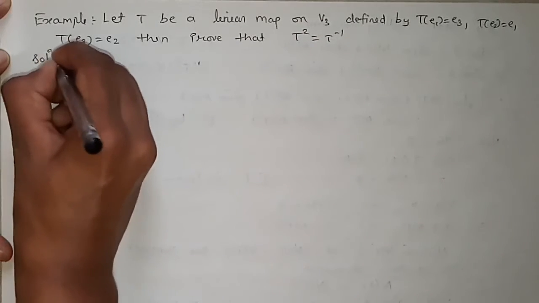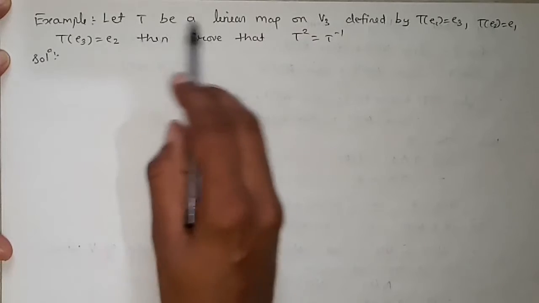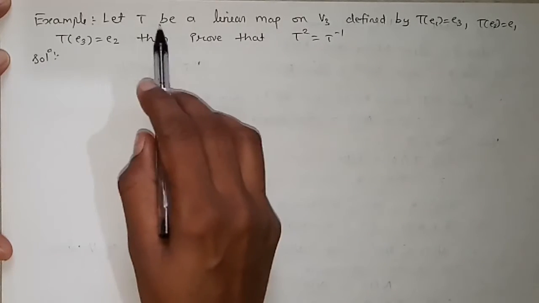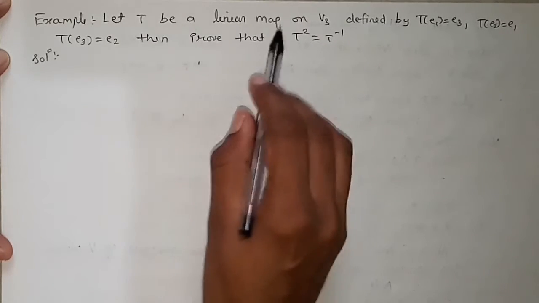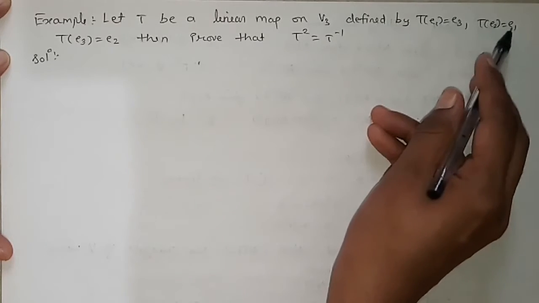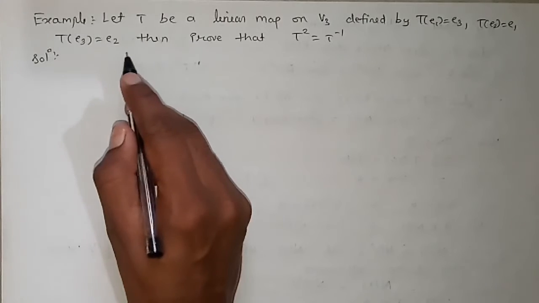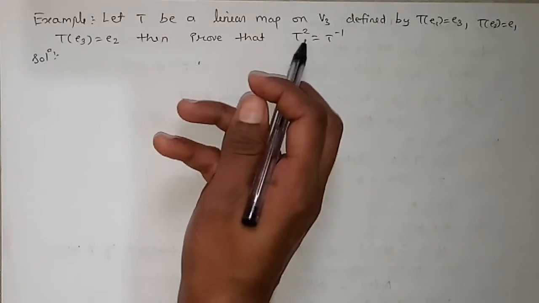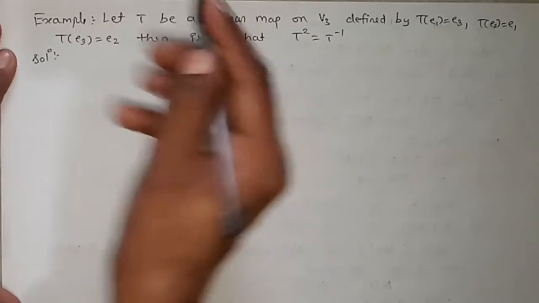So, solution. It is mentioned in the question, T is a linear map on V3. That means T is a mapping from V3 to V3 defined by T of E1 is equal to E3, T of E2 is equal to E1 and T of E3 is equal to E2. Then we have to prove that T square is equal to T inverse.